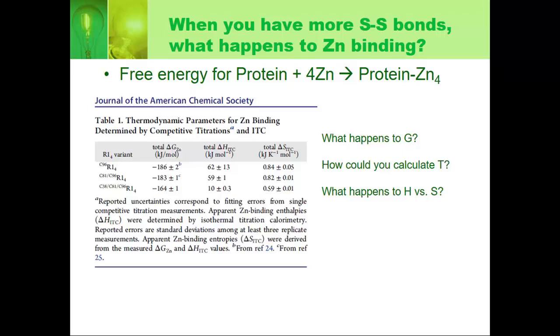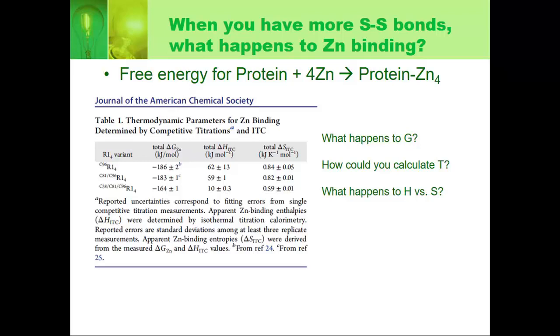Yeah, the entropy of binding is decreasing. And so they interpreted this as the disulfide bonds are taking away my entropy of binding. They're getting in the way of the binding event by holding the protein together. Okay? The other thing I should point out about this is the free energy for this equation: protein plus 4 zincs goes to the protein-zinc complex.